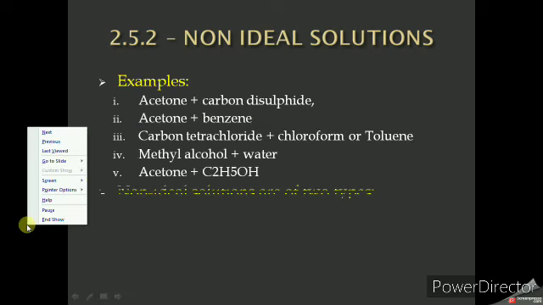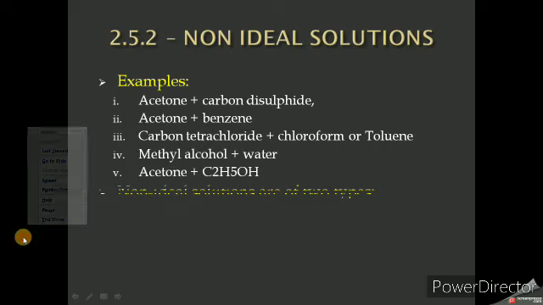Now, which are the examples of non-ideal solution? Here are some examples. Acetone, all are familiar with that, CH3COCH3 ketone, and carbon disulfide CS2. Then another example is acetone and benzene. Benzene, all of you know. Carbon tetrachloride CCl4 and chloroform CHCl3 or toluene. Toluene means when we replace one hydrogen of the benzene ring by CH3, then we will get toluene. All these things we learn in halogen derivatives. Then methyl alcohol and water, acetone and ethyl alcohol, C2H5OH. These are some examples of non-ideal solution.